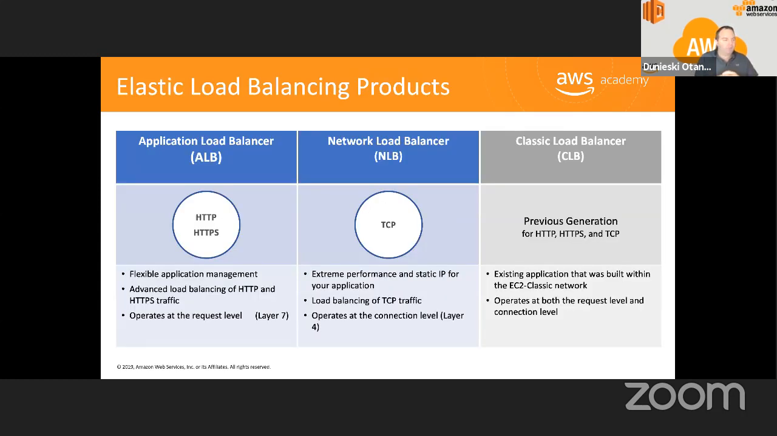Now we have three types of load balancers. The application load balancer operates on layer 7 of the OSI model. If you want to know more about the OSI model, you can Google it. It's for networking. This one operates on the application layer, number 7. That's why it's called application load balancer.